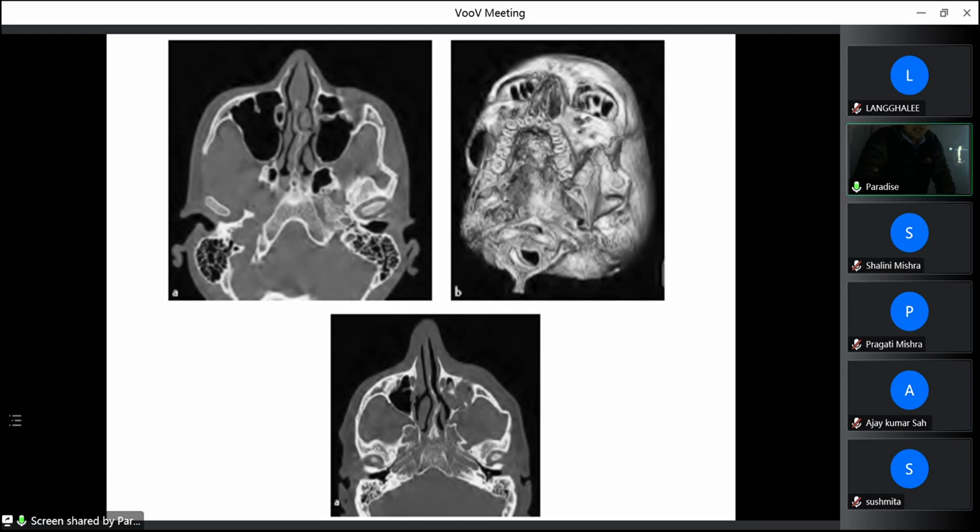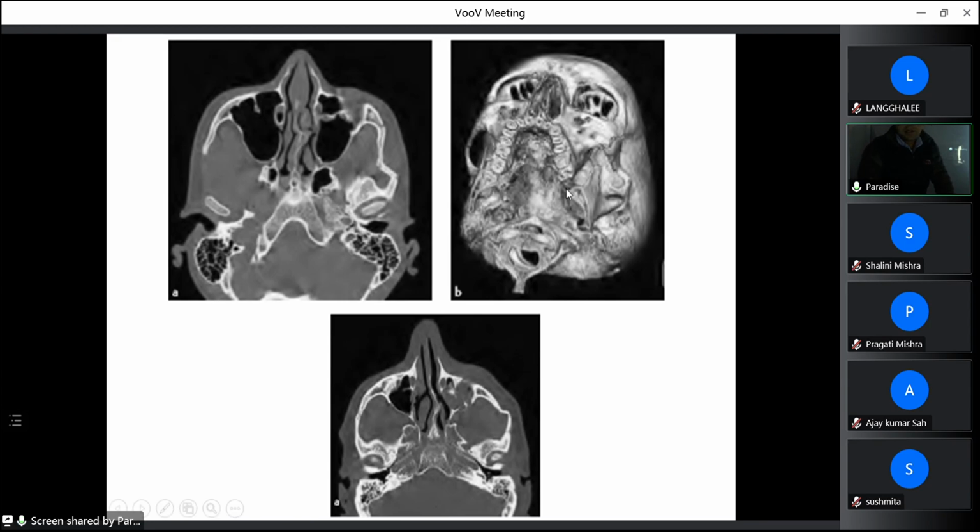As there is a depressed zygomatic arch fracture, it will impinge over the coronoid process as well as the temporalis muscle. So it will lead to trismus. Another feature you can find clinically is facial asymmetry. There will be depression of the zygomatic arch. The malar prominence will be depressed.